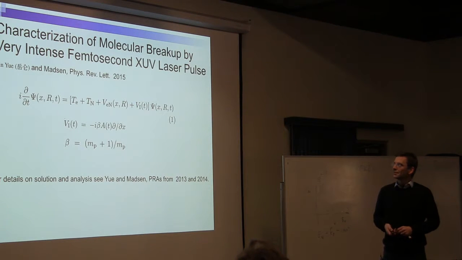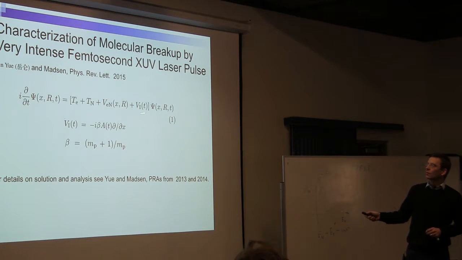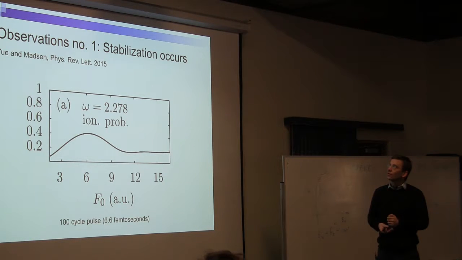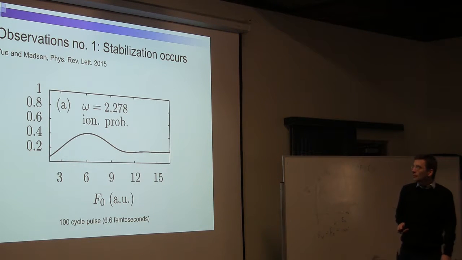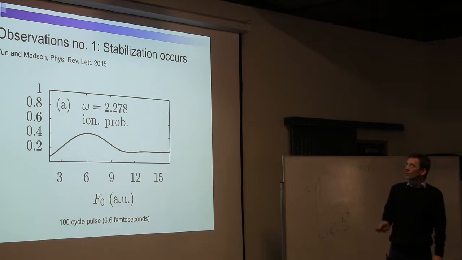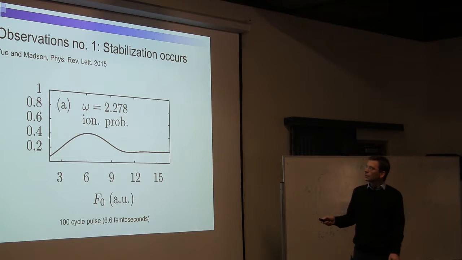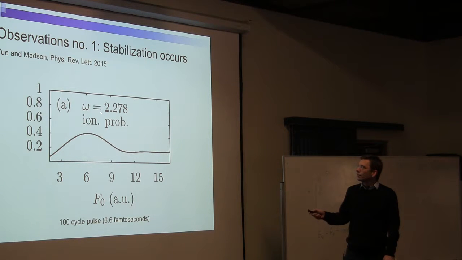So let's start. Again, I showed you this equation already. It's the same equation we solved. And there are some observations. Observation number one is that stabilization occurs. What is stabilization? What you see here is the probability for ionization as a function of the field strength amplitude, for a fixed frequency in atomic units.